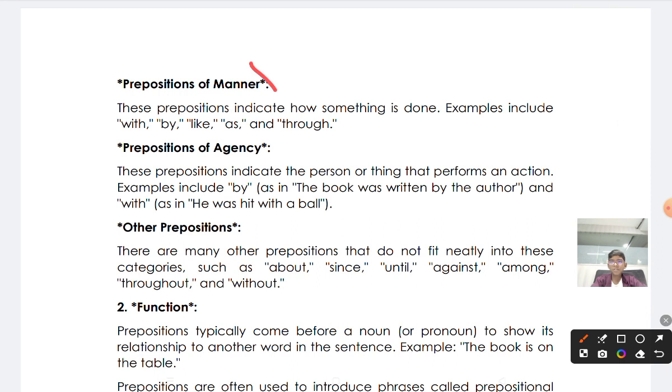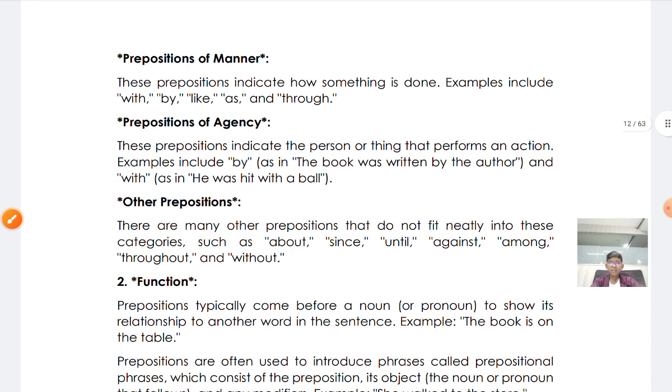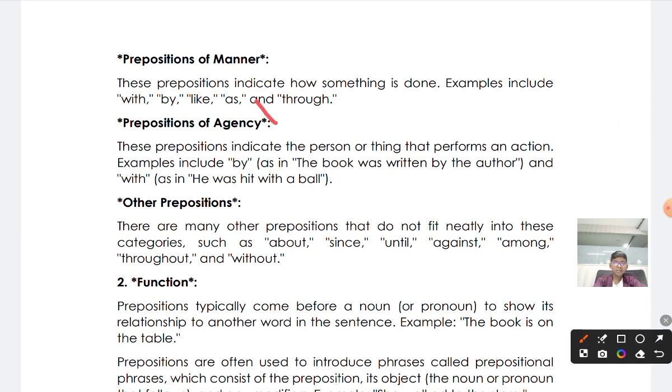Next come the prepositions of manner. These prepositions indicate how something is done. Examples include with, by, like, as, and through. Next come the prepositions of agency. These prepositions indicate the person or thing that performs an action. Examples include by, as in the book was written by the author, and with, as in he was hit with a ball.